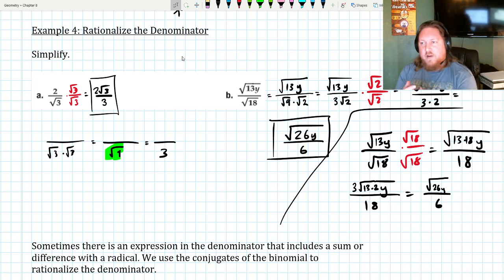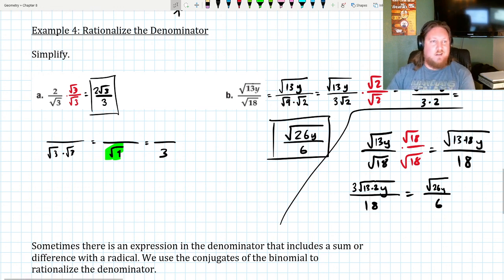So it's better to simplify it first, simplify the radical if you can, then rationalize, than it is to just rationalize and then have to reduce later, in my opinion anyways. But either method technically will work. Just one might be a few more steps than the other.